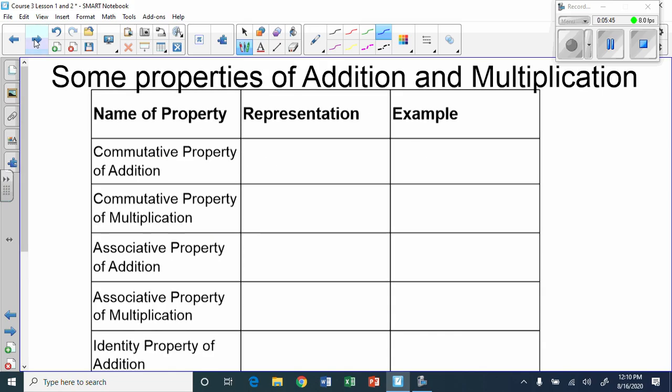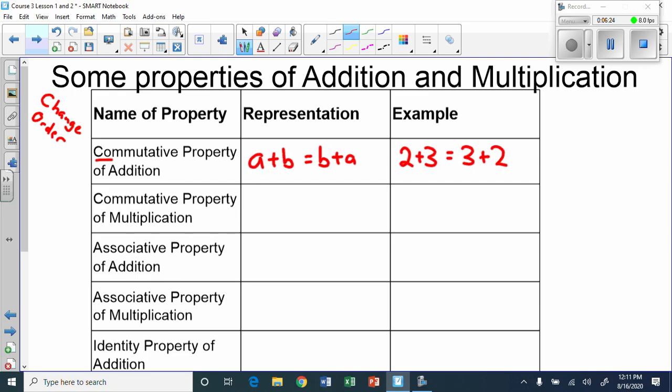So let's look at the properties of multiplication and addition. Subtraction and division do not share these properties. So, the commutative property of addition. Commutative property, we see here in the beginning a CO. That CO, I like to remind you, is to change the order. So anytime I see CO, it's changing the order. So what might that look like? A plus B equals B plus A. Real numbers, 2 plus 3 equals 3 plus 2. The value there is the same.